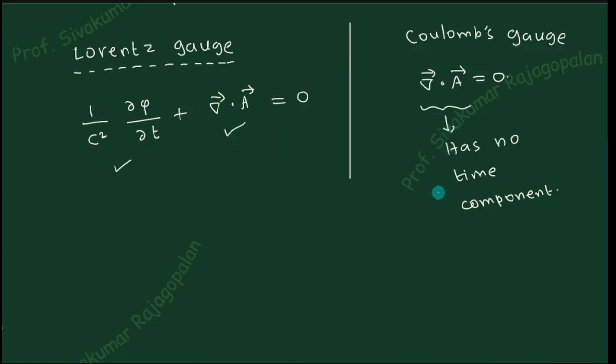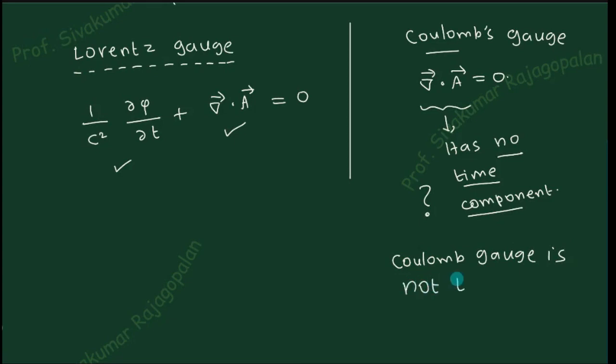So when you don't have the time component, the question is where is the time component? The 4-vector definition itself is not possible for this Coulomb gauge. When you don't have the 4-vector itself, you don't have any concept of Lorentz invariance. So straight away we can conclude that the Coulomb gauge is not Lorentz invariant.